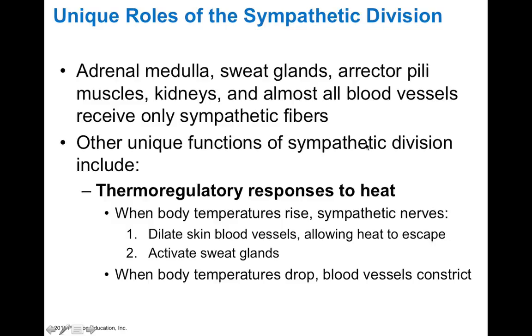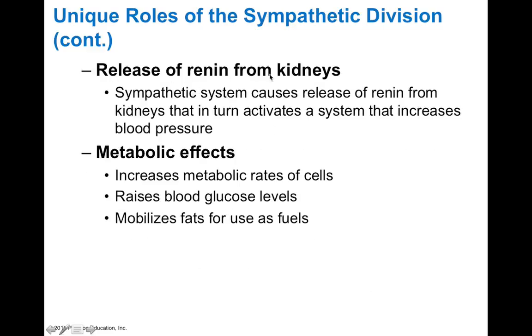Other unique functions of the sympathetic nervous system include thermoregulatory responses to heat, where when body temperature rises, your sympathetic nerves can dilate the blood vessels going to your skin, which allows an increase in blood flow to the skin and your heat to dissipate away from your body, as well as activating sweat glands. And when body temperature drops, your blood vessels can constrict. The release of renin from the kidneys is also a sympathetic effect, and this occurs when your blood pressure is low. So your sympathetic nervous system can cause your kidneys to release a hormone, renin, that ultimately leads to an increase in blood pressure.